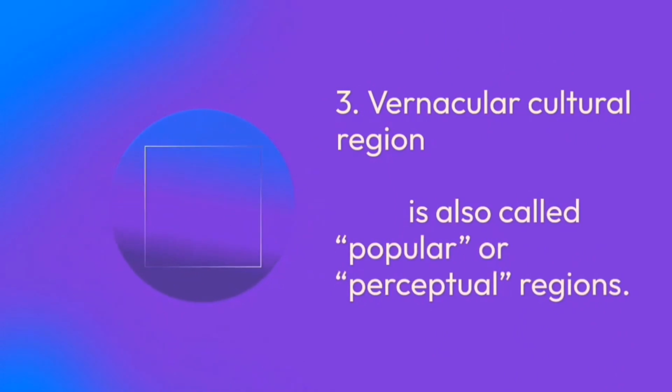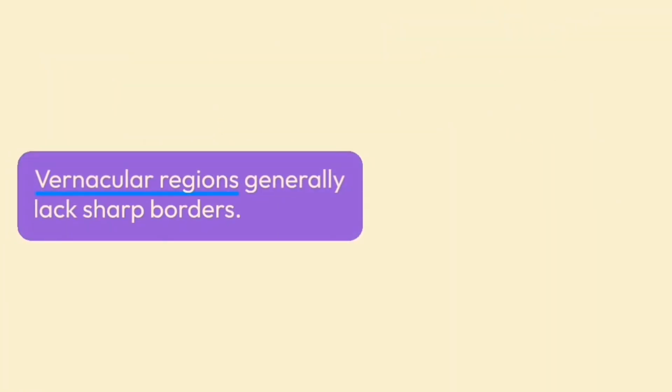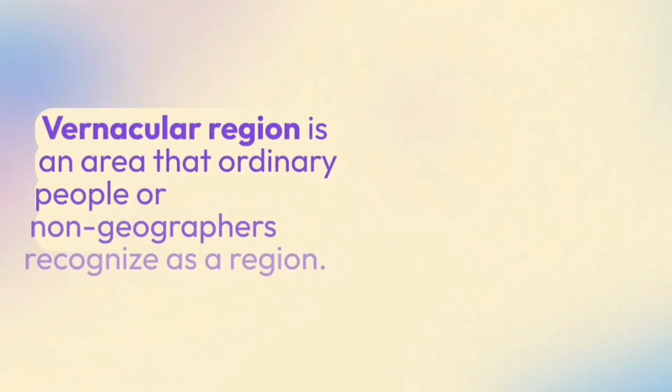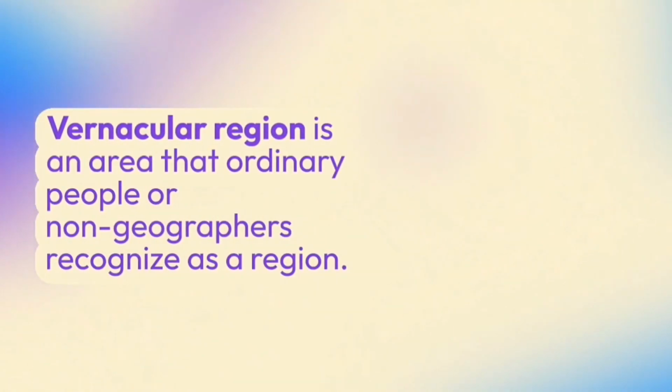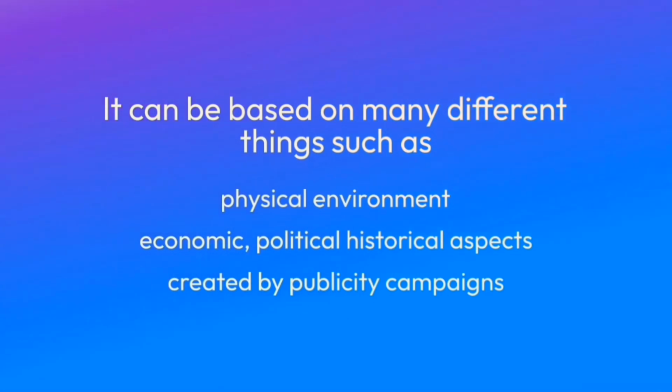3. A vernacular cultural region is also called popular or perceptual region. Vernacular cultural regions are those perceived to exist by their inhabitants, as evidenced by the widespread acceptance and use of a special regional name. Vernacular regions generally lack sharp borders. Vernacular region is an area that ordinary people or non-geographers recognize as a region. For instance, the Great Somalia, which includes the Somali people in Ethiopia, Kenya, and Djibouti. It can be based on many different things such as physical environment, economic, political, historical aspects, and often created by publicity campaigns.